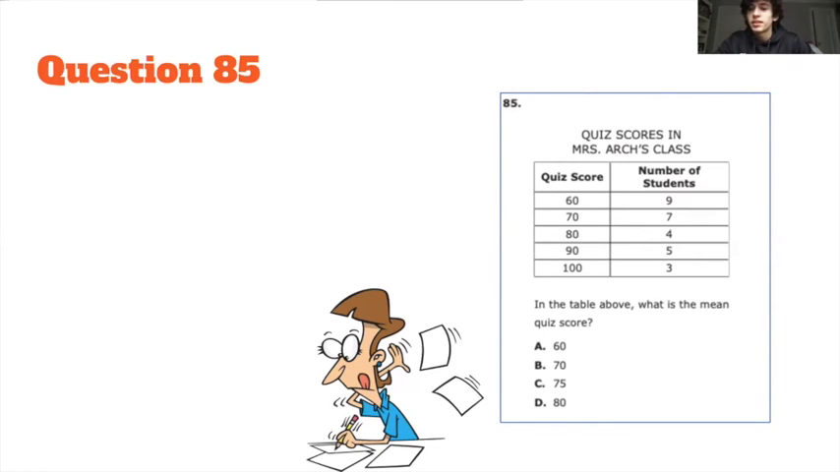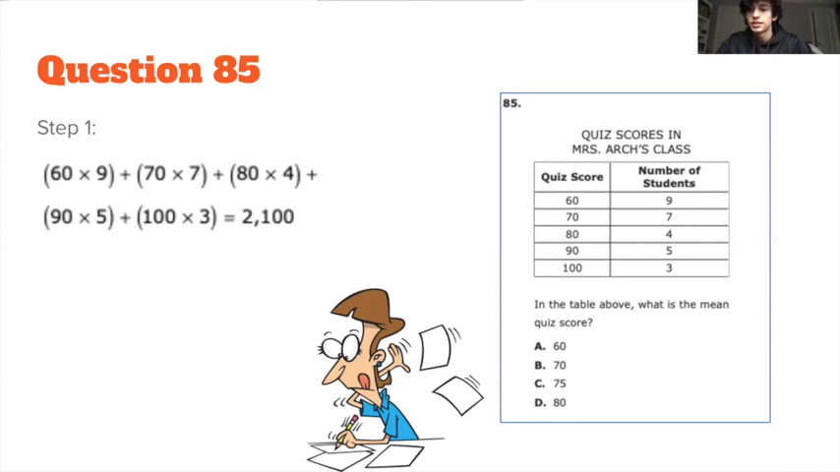We need to multiply the number of students by each quiz score, and then add all those numbers up to find the sum of all the quiz scores in Miss Arch's class. Then we add up the numbers of students and divide by that number, since that is the number of values we were given. First, let's multiply each score by the number of students who received that score and add up all those products.